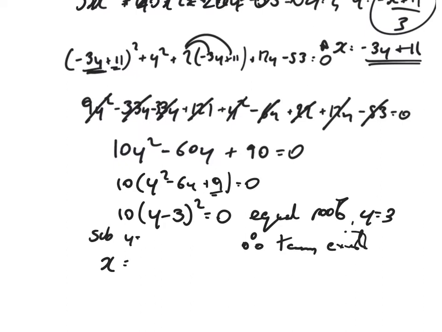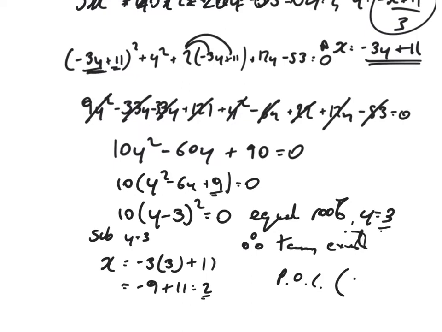I can then find my point of contact by getting the x coordinate. I'm going to sub y equals 3 into x, so x equals minus 3 lots of 3 plus 11. That's minus 9 plus 11, which is equal to 2. So my point of contact then is 2, 3.